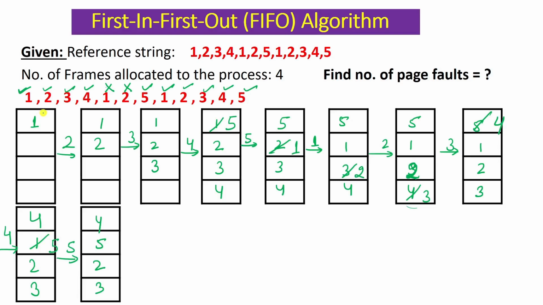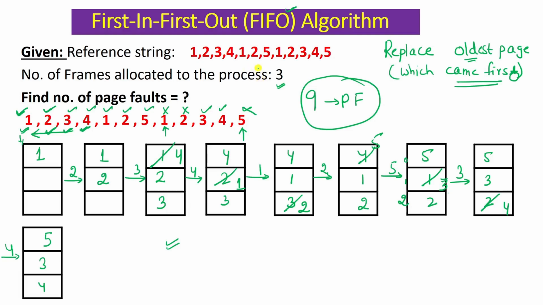Here you can see how many page faults are generated: total 10 page faults. 1, 2, 3, 4, then 5, 6, 7, 8, 9, 10. But we have seen the same example in the previous video with the total number of frames as 3, and total 9 page faults were generated. This was our first example that we saw in the previous video, with the same reference string and 3 frames.